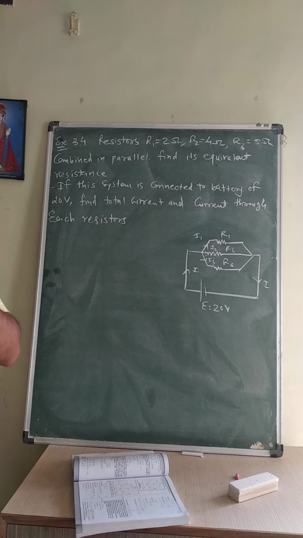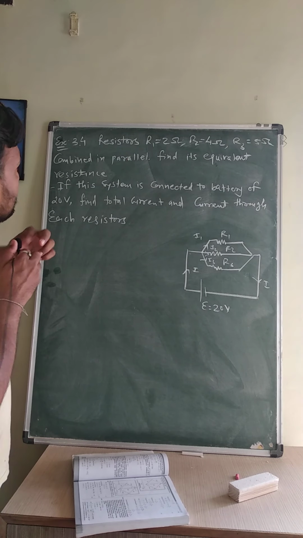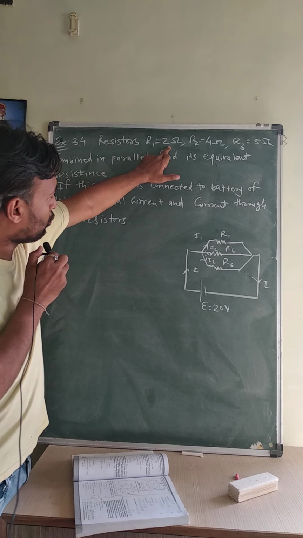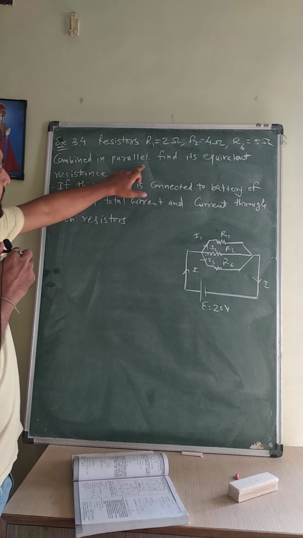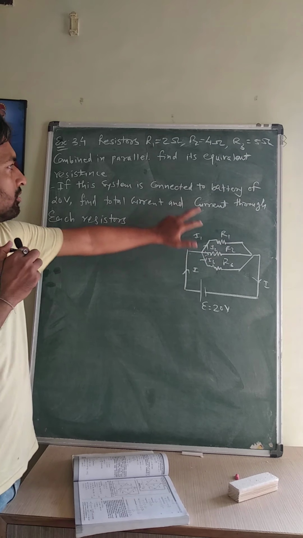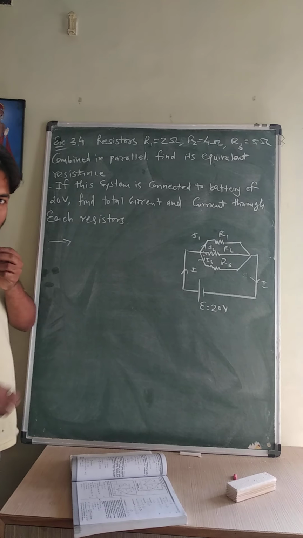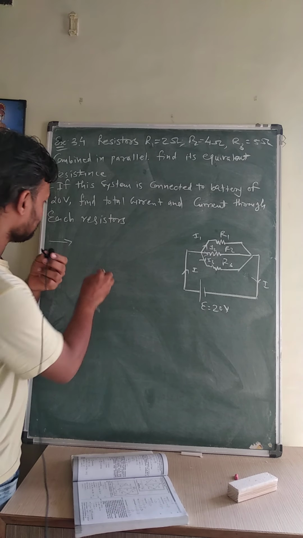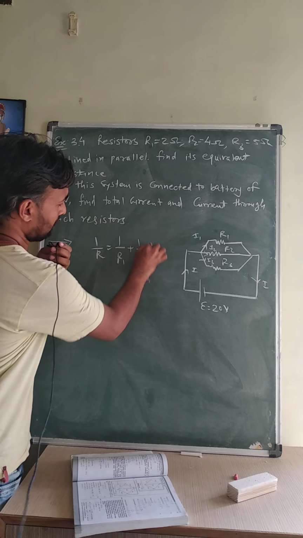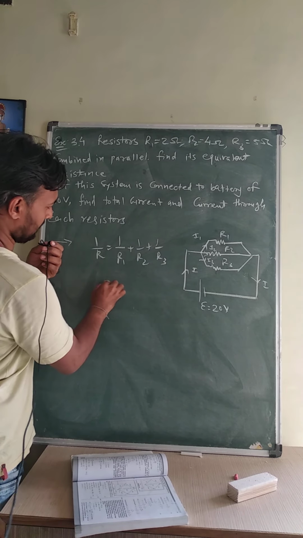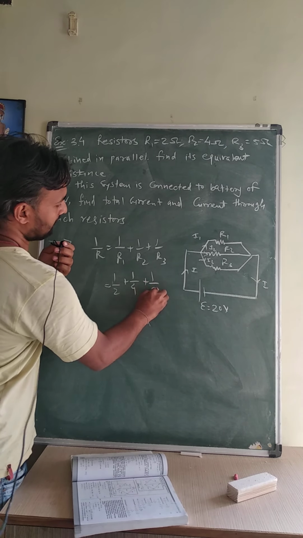We have seen the theory of resistors when they are connected in series and parallel combinations. Here resistors R1 equal to 2 ohm, R2 equal to 4 ohm and R3 equal to 5 ohm are connected in parallel. Find its equivalent resistance. For this we have the equation 1 upon R is equal to 1 upon R1 plus 1 upon R2 plus 1 upon R3, where R1 is 2 ohm, R2 is 4 ohm and R3 is 5 ohm.